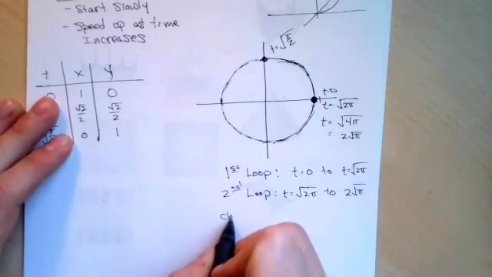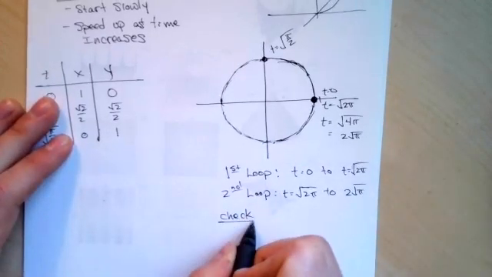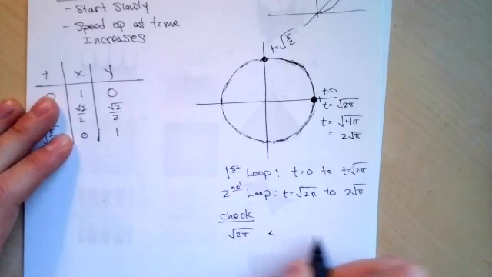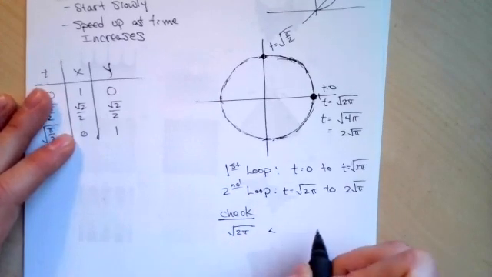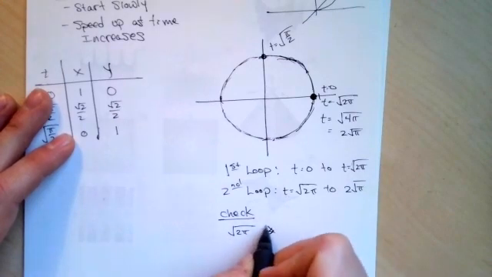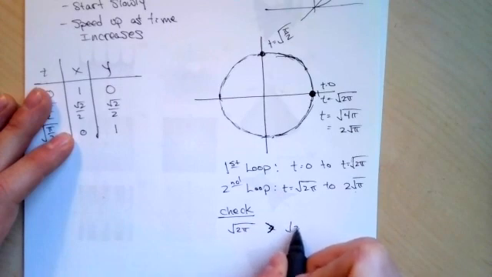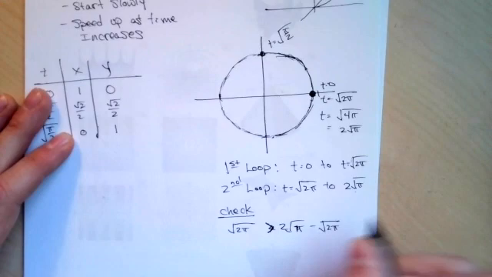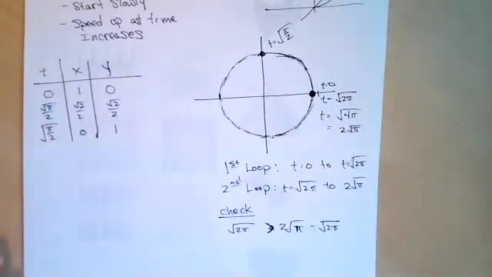And then you can check that square root of 2 pi is going to be larger than the difference between these two: 2 square root of pi minus square root of 2 pi. In other words, the second time around, that loop is going to be much faster.